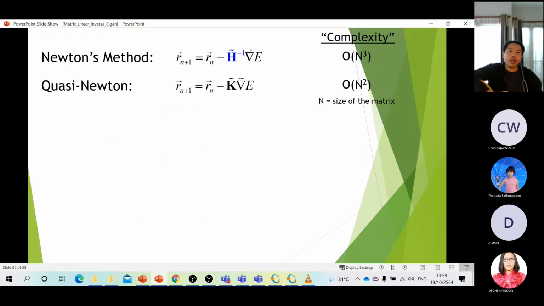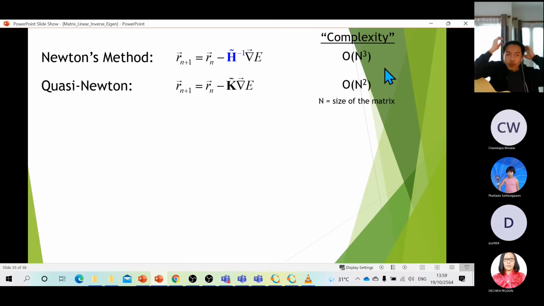Okay, now let's compare the speed of the two methods. On the top, we have a simple Newton's method. We have to compute the inverse of the Hessian. Now, that's also a slow process because the complexity function is n cubed. We talked about this in the previous lecture about this complexity function. It tells you the cost of computing power that you need to do this calculation. In this case, it is n cubed.